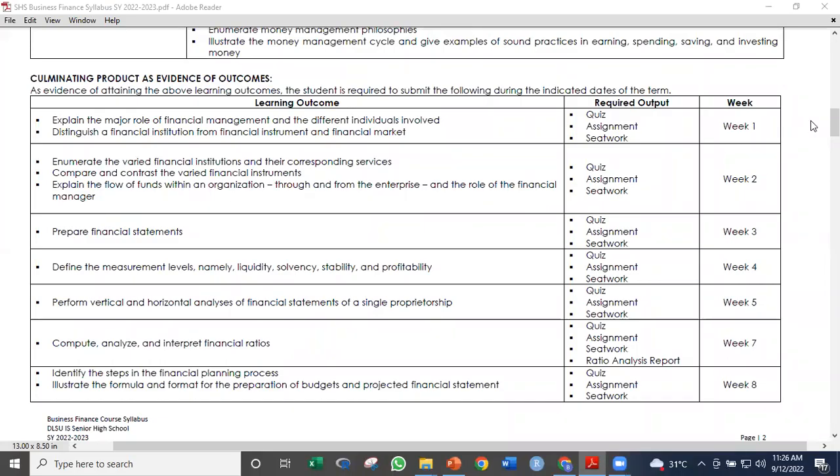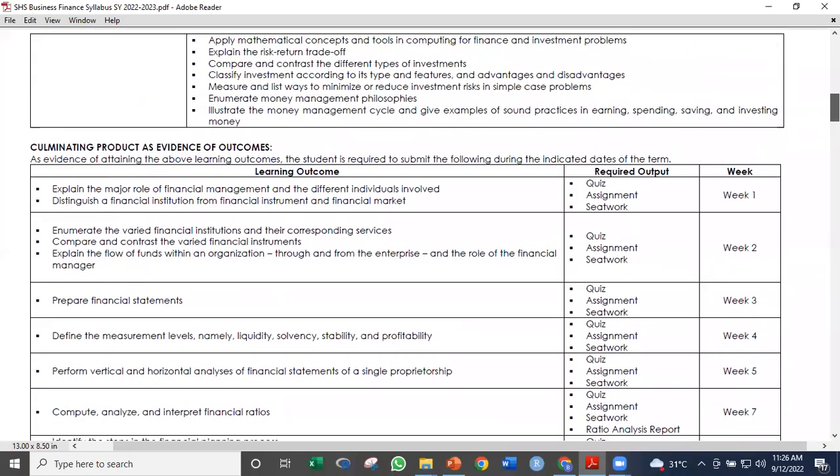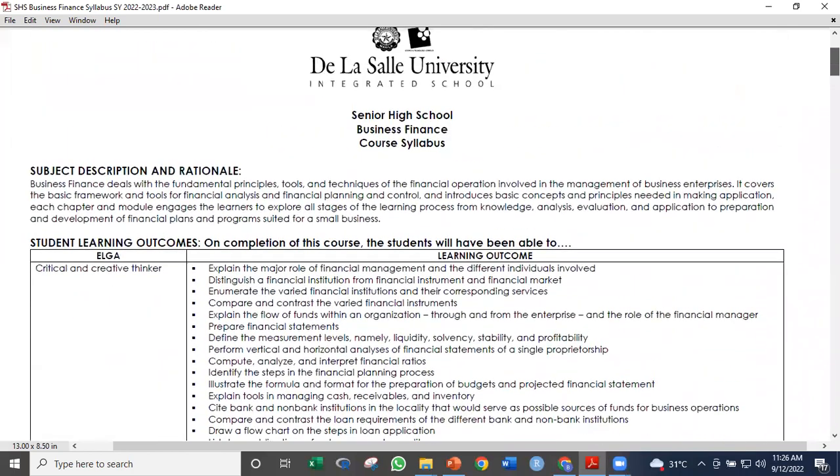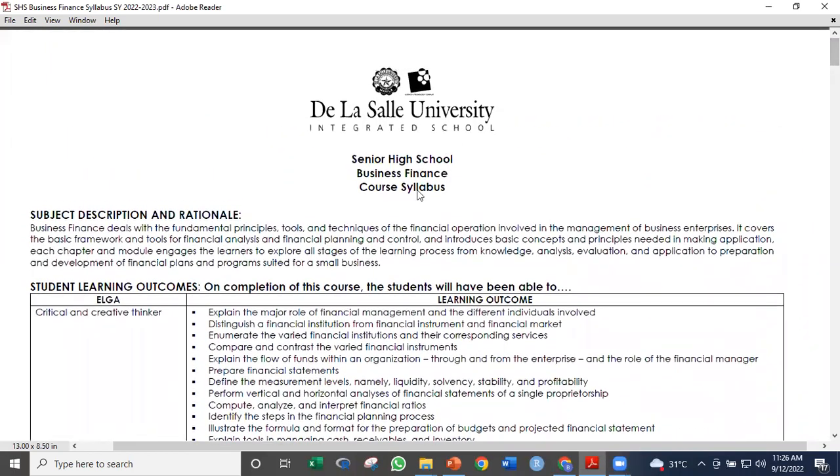Good morning once again. Today I'm going to discuss the contents of this subject, BUSIFIN, Senior High School Business Finance. I think this is the only finance class that you'll have as ABM students. I'm not sure how many accounting subjects you have. Do you have two accounting subjects or just one?